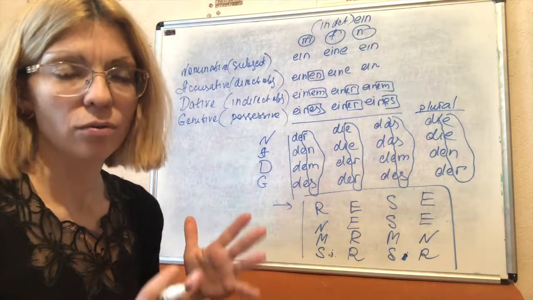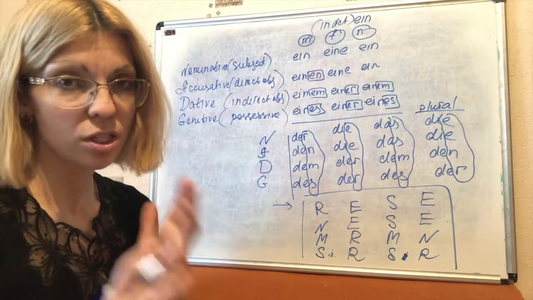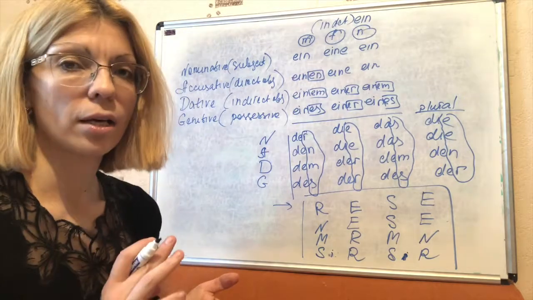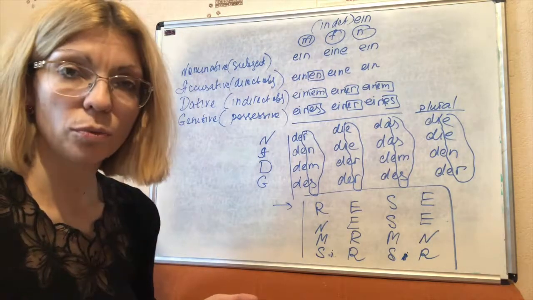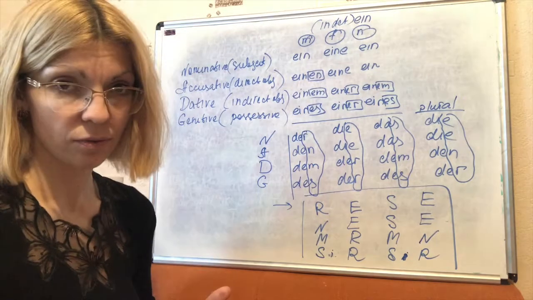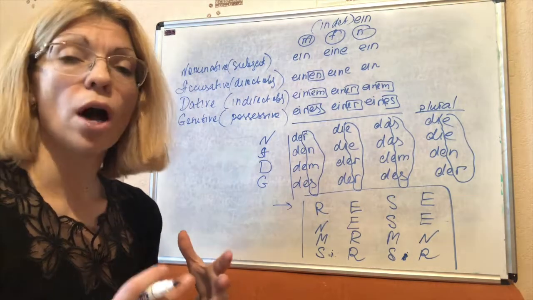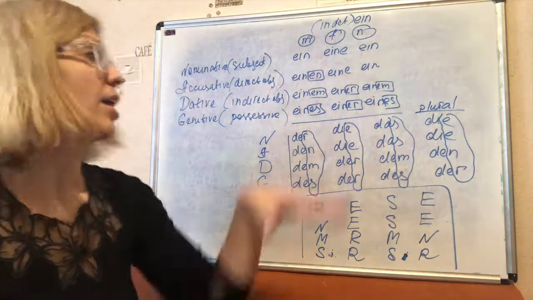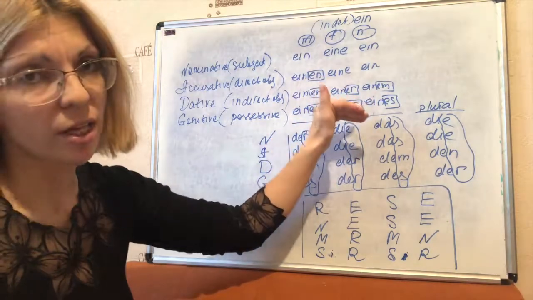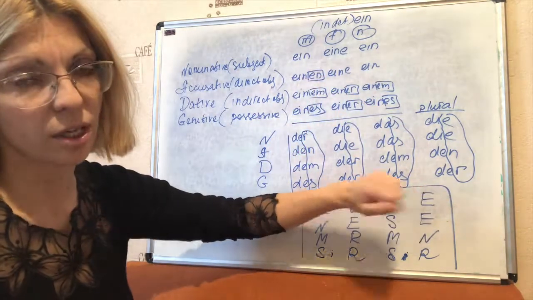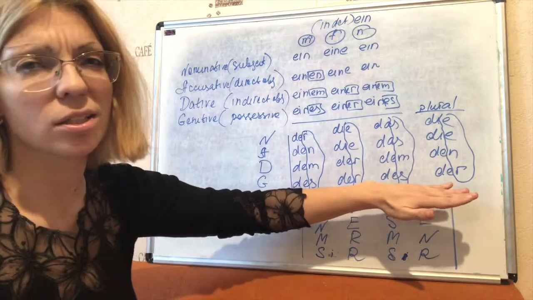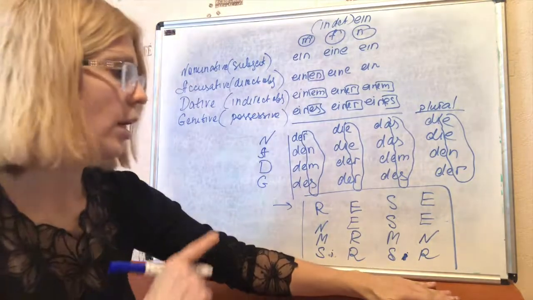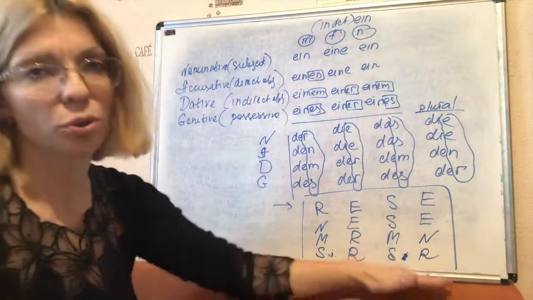Well, one more time. There are four cases in the German language. Nominative is a subject. Accusative is a direct object. Dative case is an indirect object, and the genitive case is a possessive. There are two articles, indefinite and definite, like in English. Here we have a chart for indefinite articles, and here I have a chart for the definite articles. To remember this chart, it's not difficult if you learn the next chart, the mnemonic.